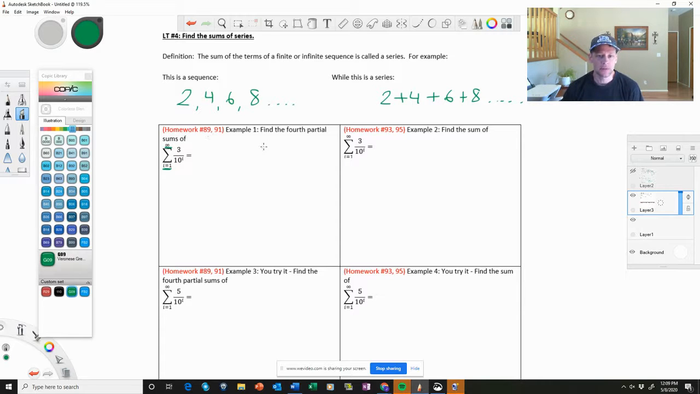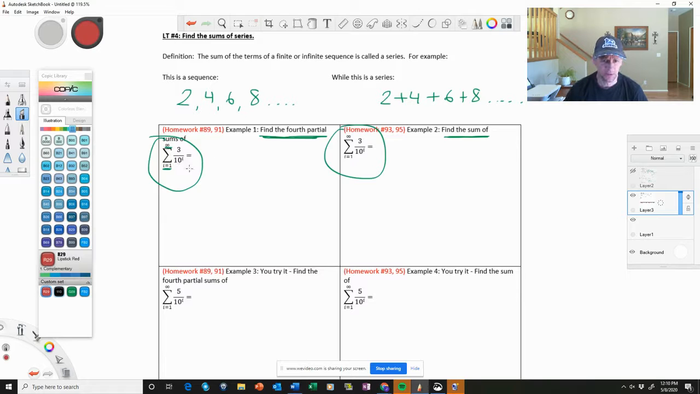So what we're going to do in this one is we're going to do two things. Notice that this question here and this question here are exactly the same, except here I'm asking you to find the fourth partial sum. So I want the sum of the first 4 terms only. And here I want you to find the sum. I want you to add up every single term all the way to infinity. It is possible. So here we go.